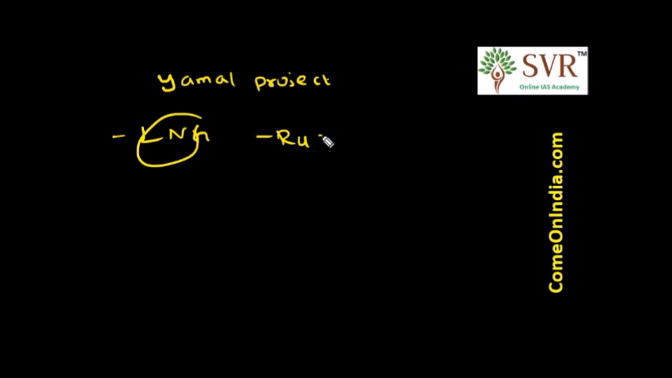Now let's discuss about Yamal project. Yamal project is the liquefied natural gas project in Russia. Recently, a Russian firm offered a stake to the Indian oil company Petronet LNG. Petronet LNG is the biggest natural gas producer company of Russia. So Petronet LNG is Russia's biggest natural gas producing company.